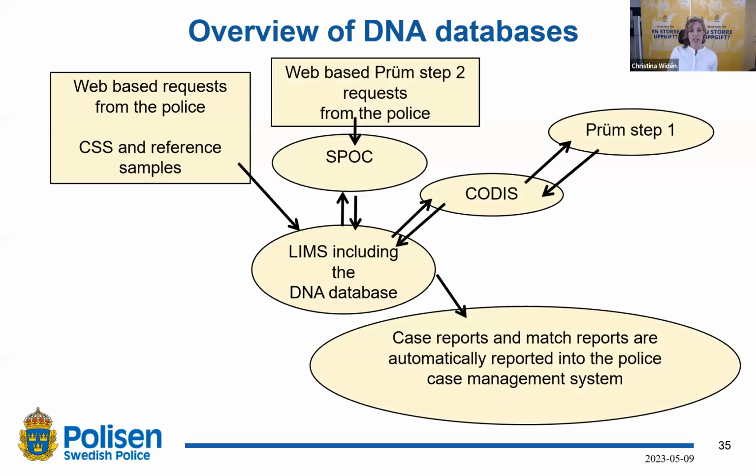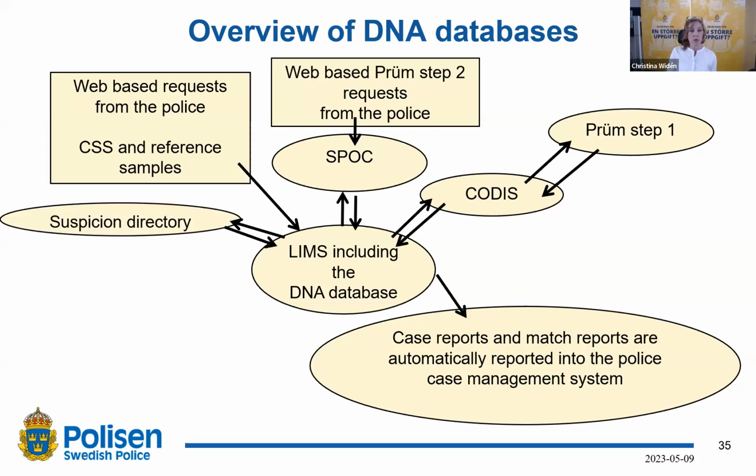And regarding the Prüm matches, if the police want to know more information about a stain in another country, they can use the web-based Prüm step 2 request, fill it in, and send it to our single point of contact, our international unit placed in Stockholm. And their system also communicates with our system and gets information automatically from here to be able to send out this request to the country of interest.